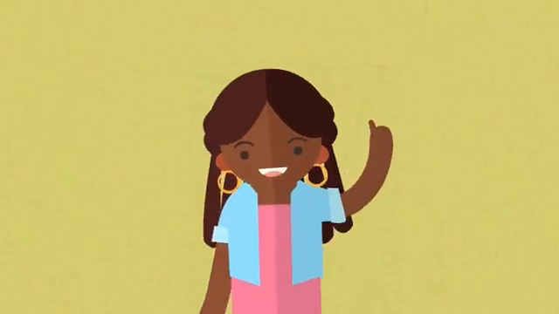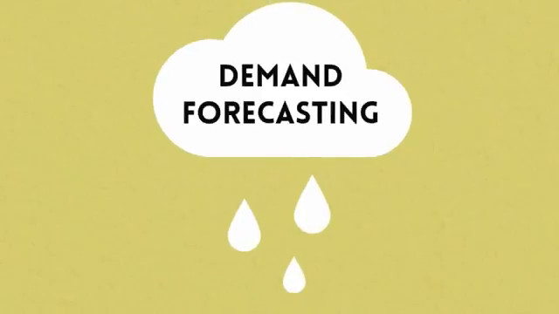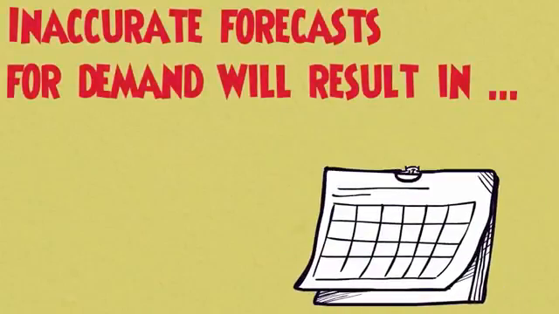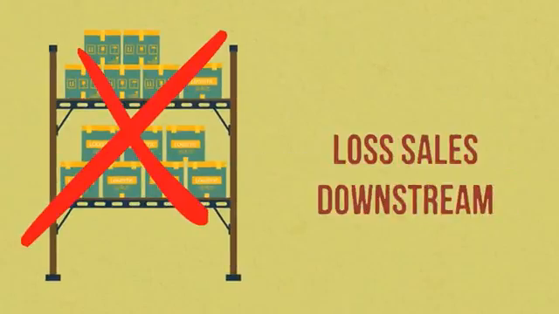Wouldn't it be great to know the future so that you can prepare for it better today? That's the main purpose of forecasting. Therefore, demand forecasting means that we will try to predict the future demand for our products and services so that we can meet these future requirements. Inaccurate forecasts for demand will result in either out of stock or a loss of sales downstream and oversupply, respectively.